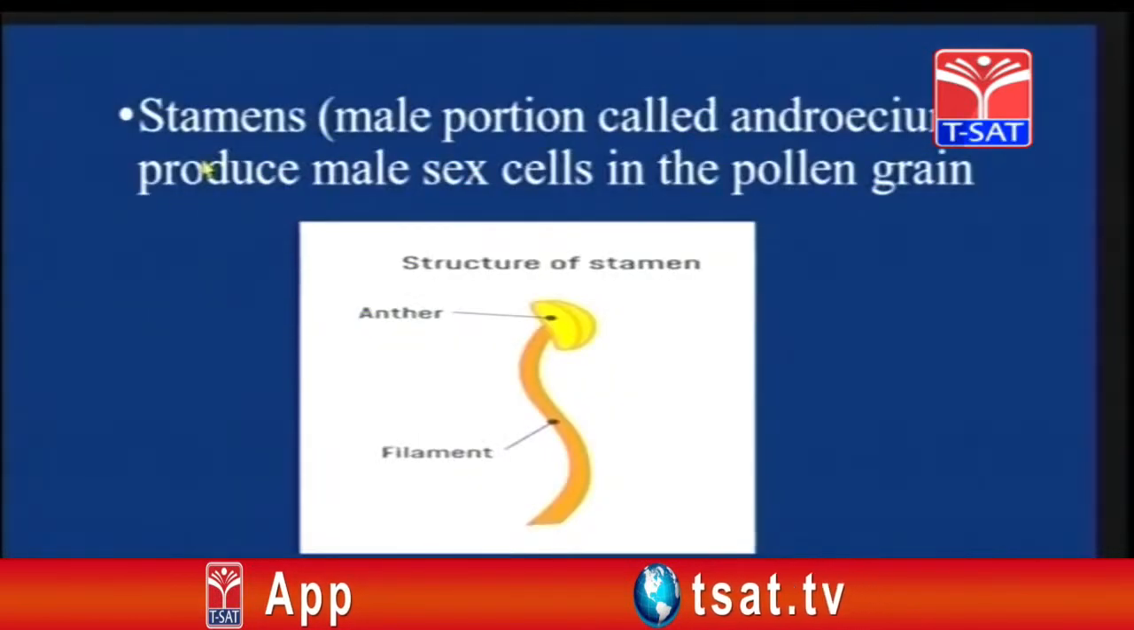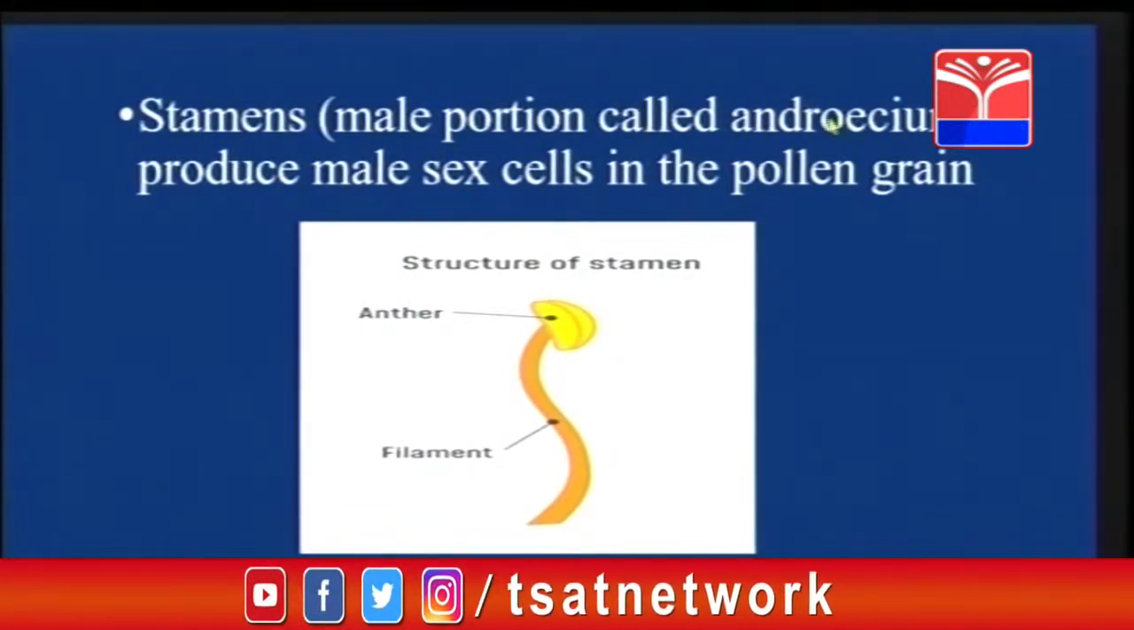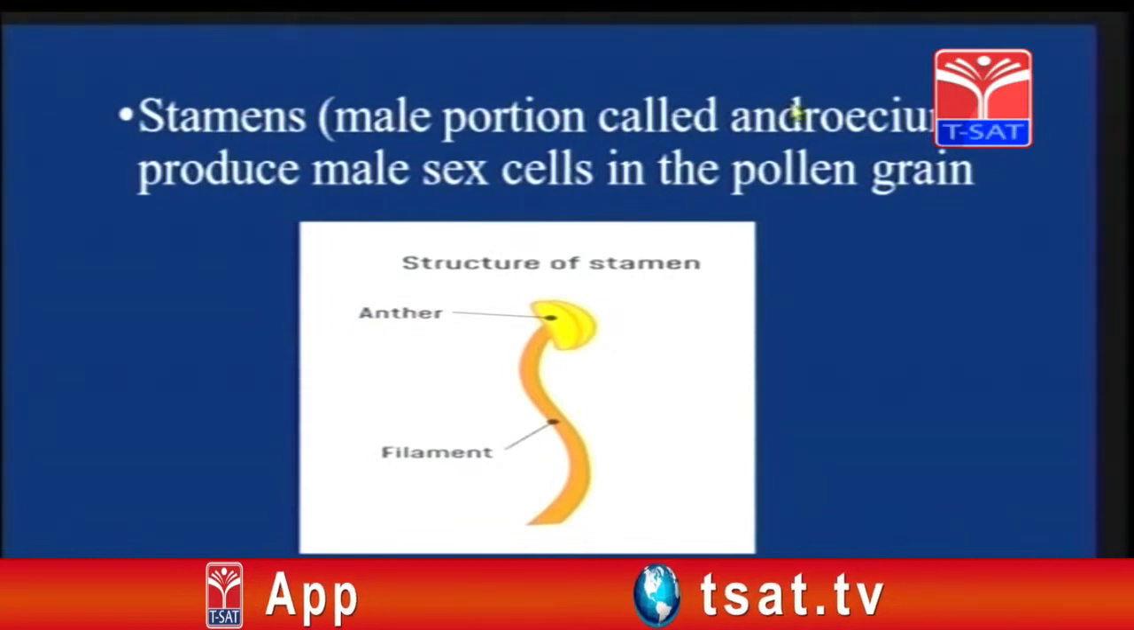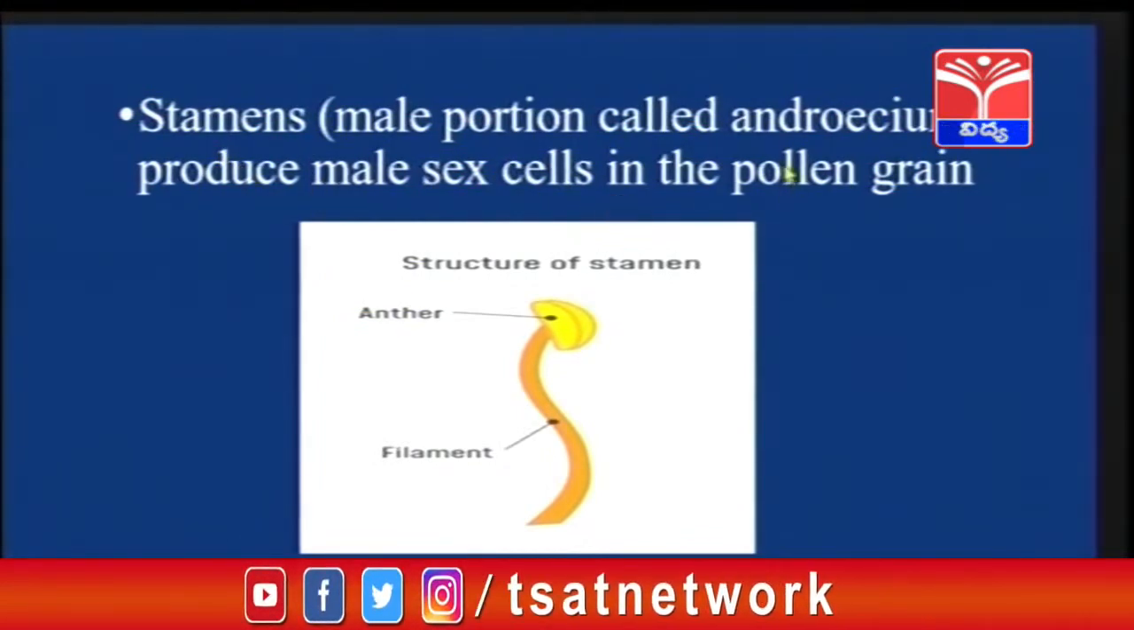Stamens. Stamens are called as the male portion, and stamens are also called as Androecium. Children, this is the new word which you are going to study now, that is Androecium. So stamens are also called as Androecium. And what do the stamens do? So the stamens produce male sex cells in the pollen grain.